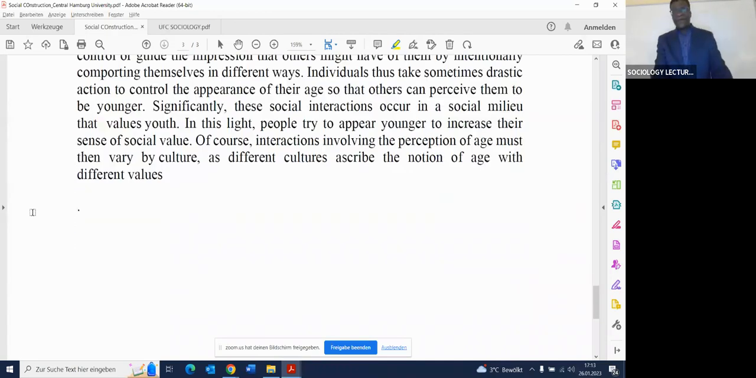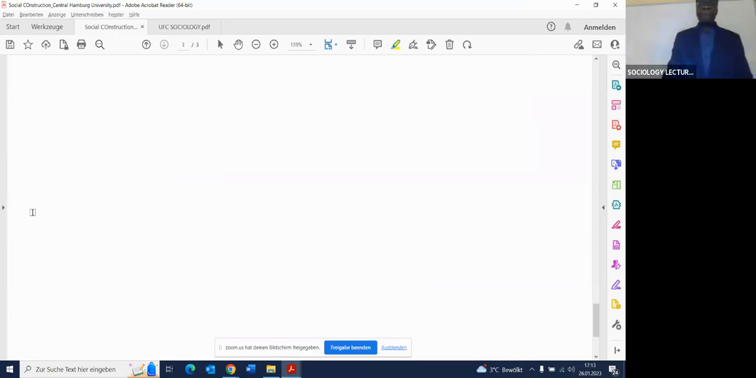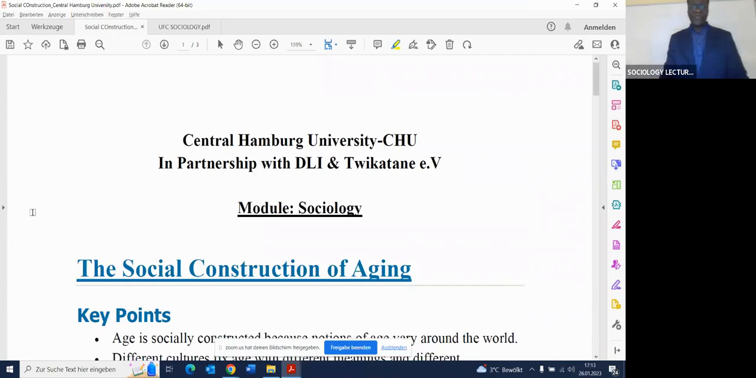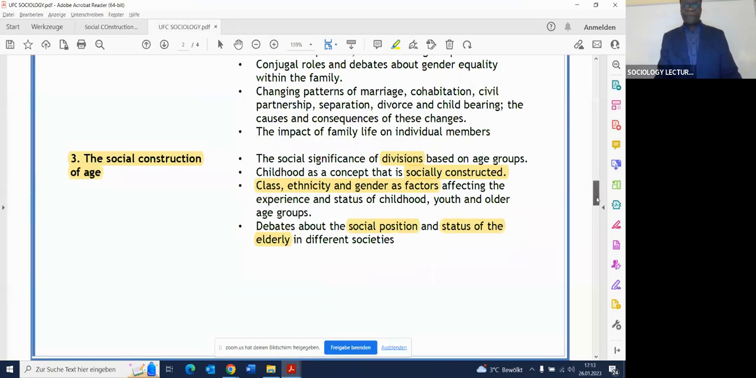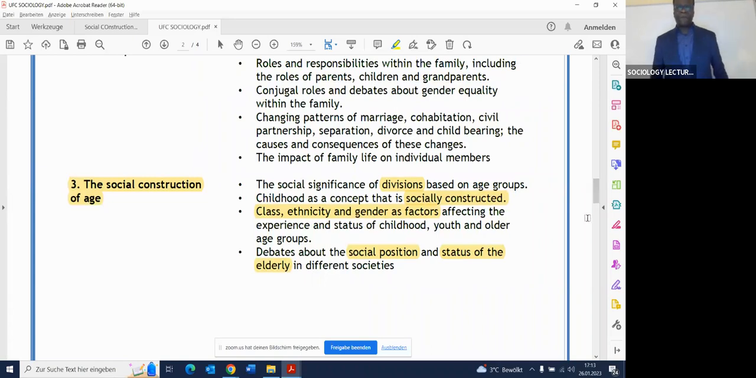I think this is the end of this document. Social construction of aging. So that document has described almost every bullet point here: the social significance of divisions based on age groups, childhood as a socially constructed concept, class, ethnicity, and gender as factors affecting the experience and status of childhood, youth, and other age groups, and debates about the social position and status of the elderly in different societies. We've covered all these things.